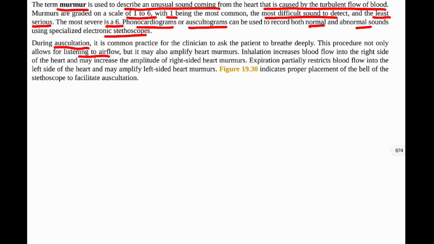So with inhalation, when you deeply breathe in, a cardiologist or a doctor or a nurse would be able to hear the blood flow into the right side of the heart. So it increases the blood flow into the right side of the heart and increases the amplitude of right side heart murmurs. So they'll be able to listen closely to the right side at that point and see if there's some sloshing of blood or a heart murmur or turbulent flow of blood. Expiration, or exhalation, partially restricts blood flow in the left side of the heart and may amplify that side for heart murmurs.